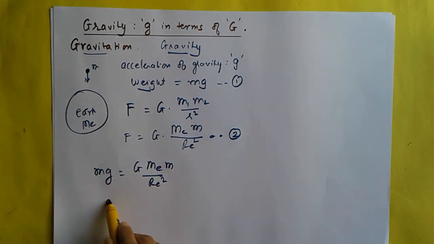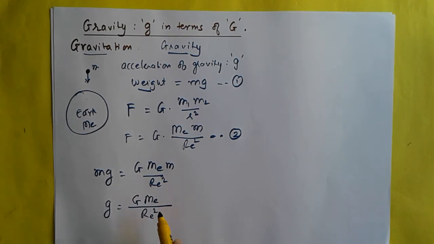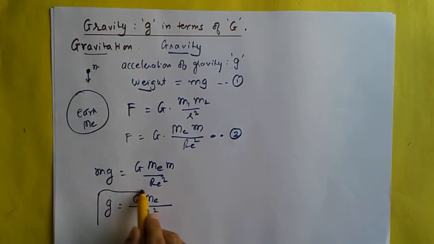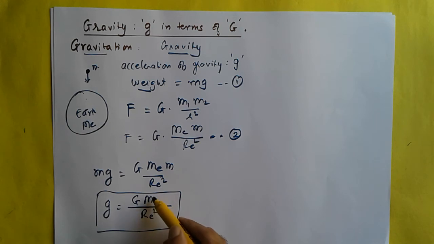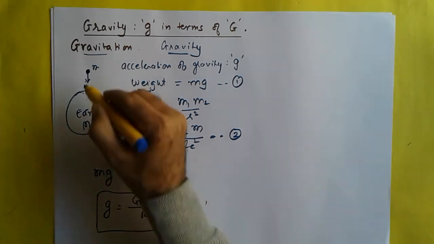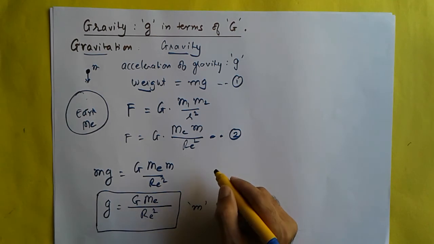m would get cancelled, and then I would get the equation g is equal to G M_e upon R_e square, where M_e is the mass of the Earth and R_e is the radius of the Earth. And thus I obtain a relationship between acceleration due to gravity g and the gravitational constant G, and it is connected to constants: the mass of the Earth and R_e square. Now the important thing to see in this equation is that there is no m in this equation, there is no mass of the object. That means this g is independent of the mass of the object.